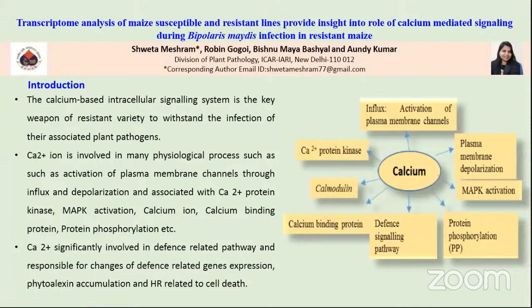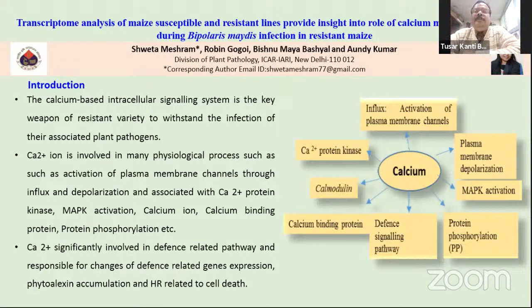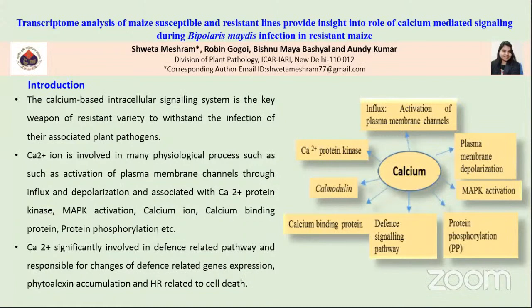The theme is that the calcium-based intracellular signaling system is the key weapon of a resistant variety to withstand the infection of its associated pathogen. Calcium ion is involved in many physiological processes, such as activation of plasma membrane channels in case of biotic and abiotic stresses, activation of the MAP kinase pathway, calcium-dependent protein kinases, and many more. And calcium ion has the capacity to alter the response and expression of other defense-associated genes.